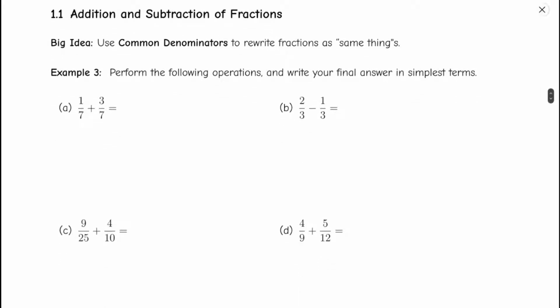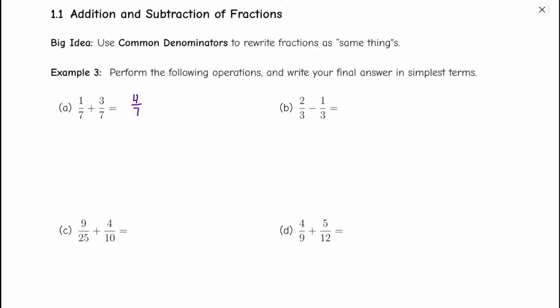Addition and subtraction of fractions. Big idea. Use common denominators to rewrite fractions as same things. Perform the following operations and write your final answer in simplest terms. A, 1/7 plus 3/7. They already have a common denominator, so that'll be 4/7.